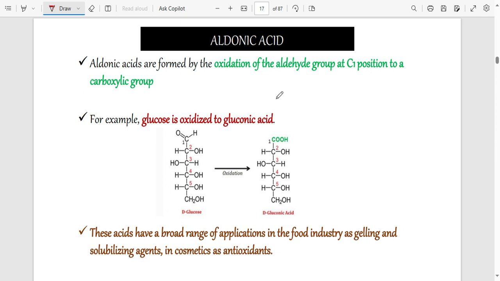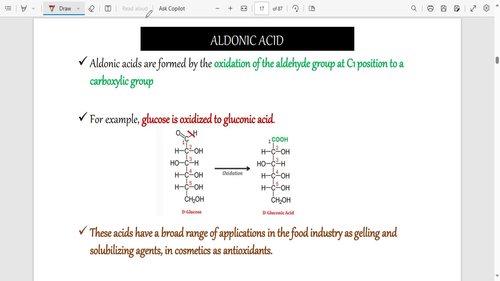Now these are exam questions. Make sure you understand, and this was there in last year's exam. Aldonic acids. An aldonic acid is going to be formed when the aldehyde group of carbon number 1 is oxidized to a carboxylic acid.